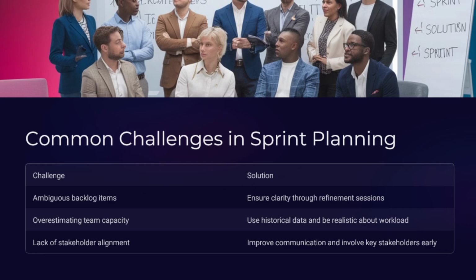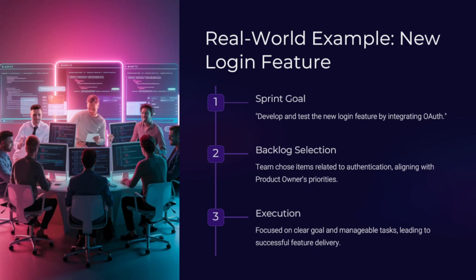Let's look at one of these real world examples. Let's say in a scenario where a software development team has planned the sprint to deliver a new login feature. And the sprint goal here was set to develop and test the feature using the authentication integration. During the sprint planning, they selected backlog items related to the authentication, user creation, and ensuring the alignment with the product owner priorities. By focusing on a clear goal and manageable tasks, they deliver the feature successfully.